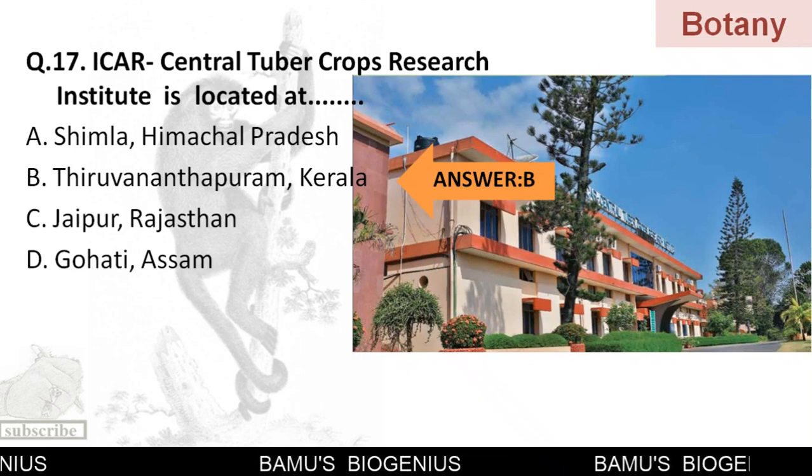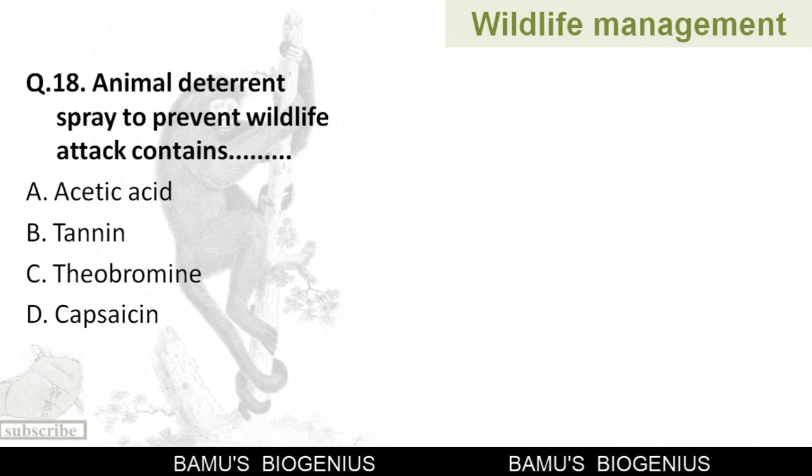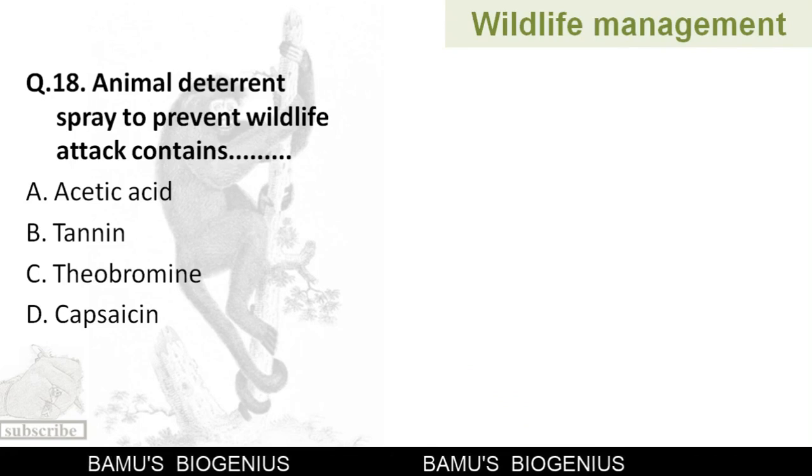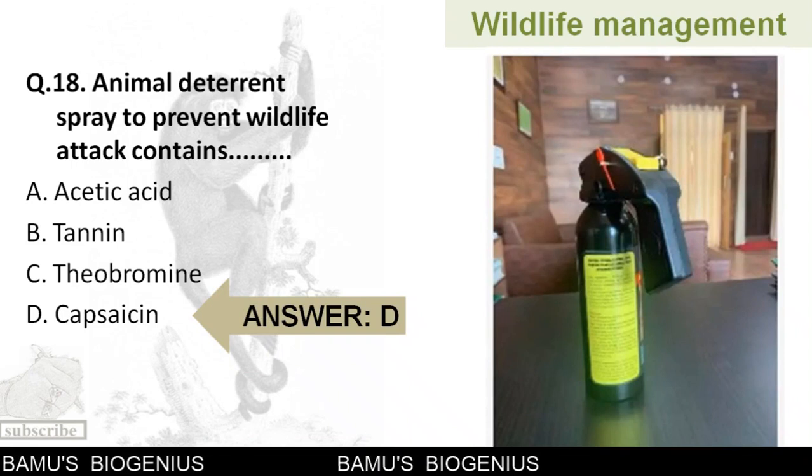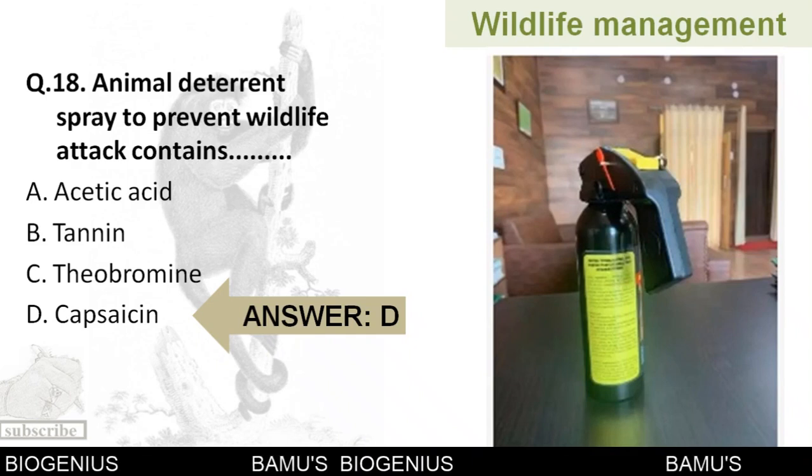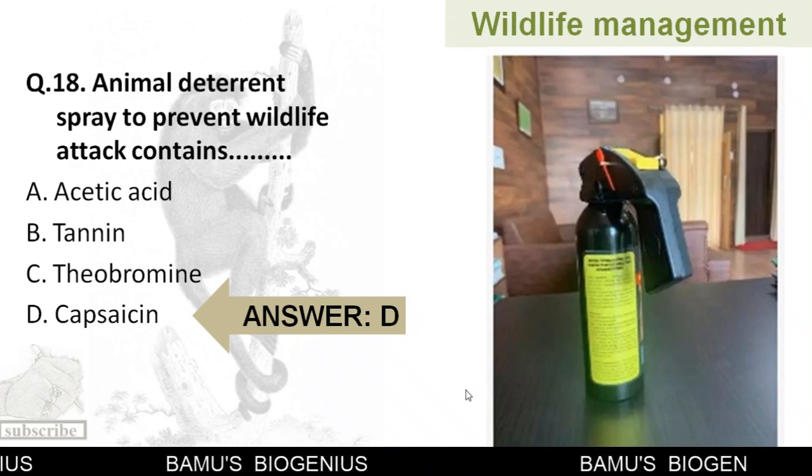Then question number 18. Animal deterrent spray to prevent wildlife attack contains acetic acid, tannin, theobromine, capsaicin. The answer is capsaicin. The answer is D. So you can see here, these animal deterrent spray is derived from a chili ingredient that is known as capsaicin.